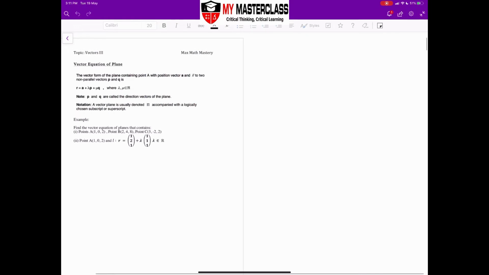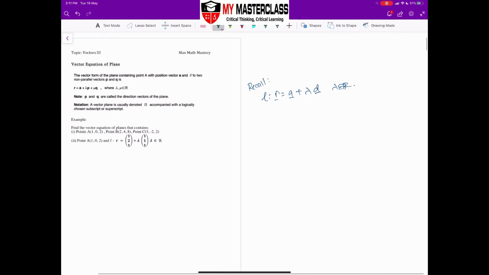So if you can recall very quickly, in Vector 2, we did learn that the vector equation of a line is r equal to a plus lambda d, where lambda is a real number. Now, r stands for any point that lies on the line, a stands for a point that lies on the line, and d stands for a direction that the line is parallel to. So the vector equation of a plane is generally very similar to the line.